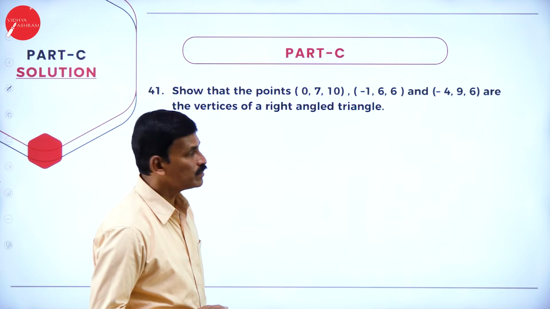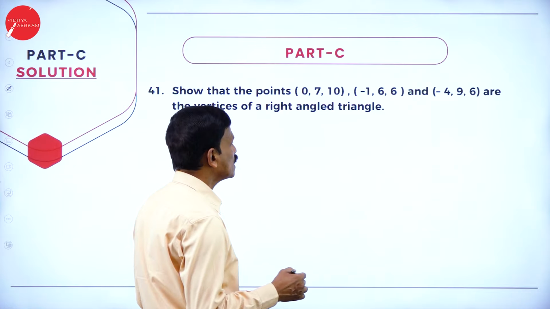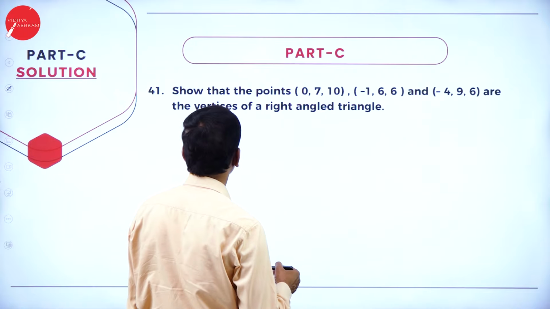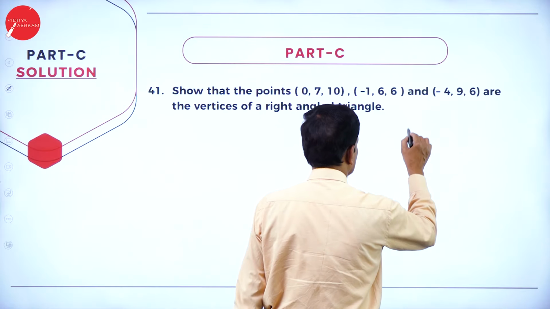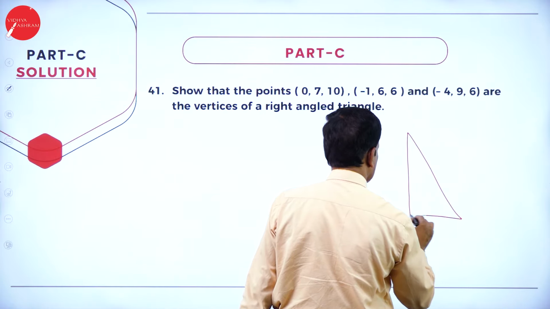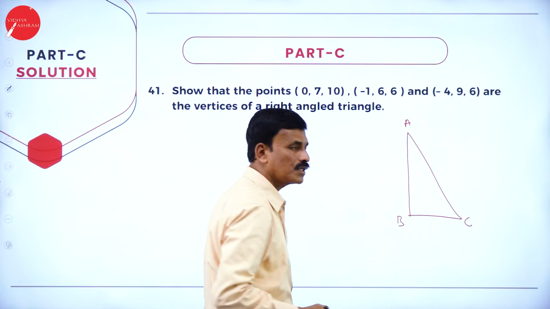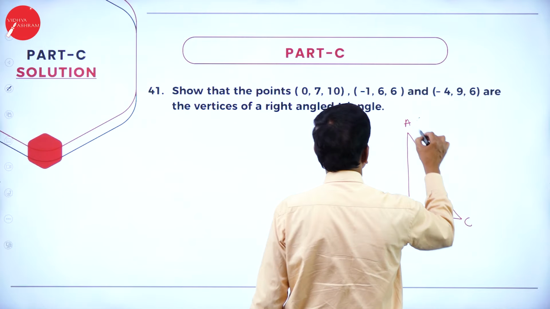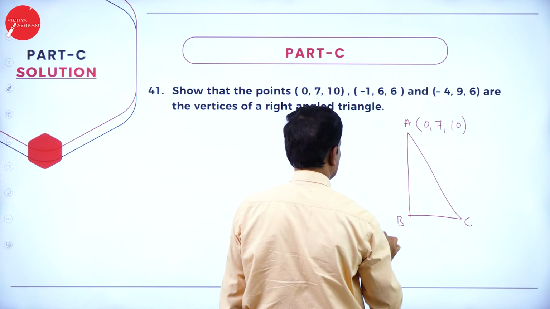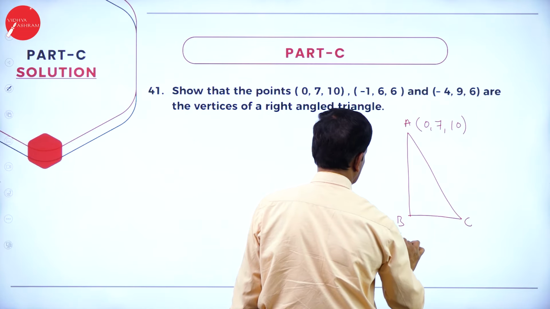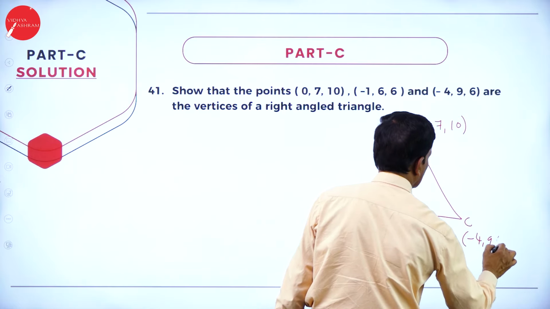This is from 3D geometry. Show that the points 0, 7, 10, minus 1, 6, 6 and minus 4, 9, 6 are the vertices of a right angle triangle. Now, let us draw a right angle triangle. This is the right angle triangle A, B and C. Okay. Now, what is A given? A is 0, 7, 10. B is equal to minus 1, 6, 6 and C is minus 4, 9, 6.